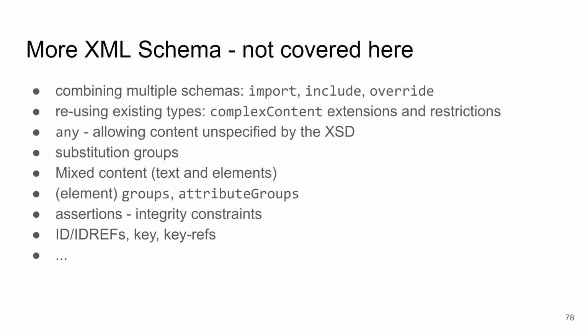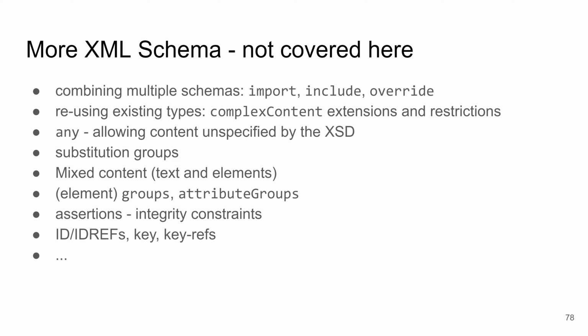So this was a very quick introduction to XML schema. We didn't cover all of the features, there are many more. For instance, you can have a schema split into multiple documents, and then the schemas can be imported into each other. We didn't talk about extending and restricting complex contents. We didn't talk about the any construct, which allows you to say that in this place of an XML instance, any XML is valid. We didn't talk about substitution groups, where you can say that in a specific place, different groups of attributes can be used.